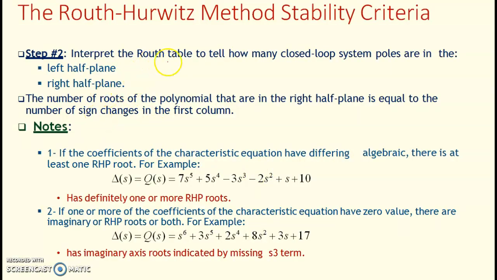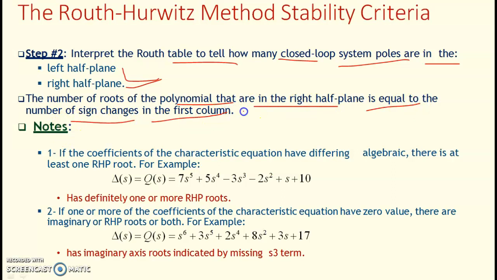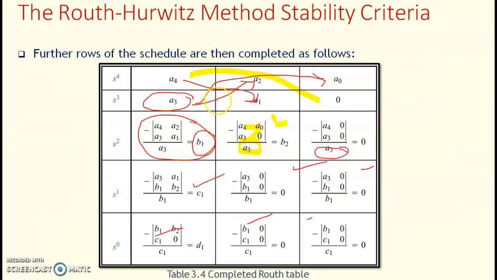Step 2. Interpret the Routh table to tell how many closed loop poles are in the left half of the S plane and the right half of the S plane. The number of roots of the polynomial in the right half of the S plane is equal to the number of sign changes in the first column. This is very important. So, the number of sign changes.